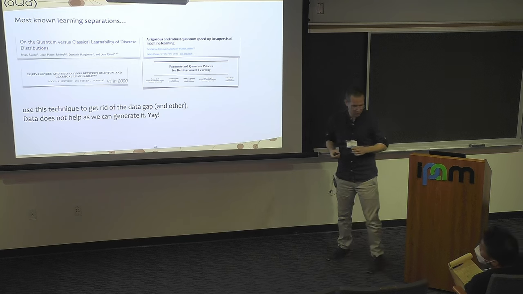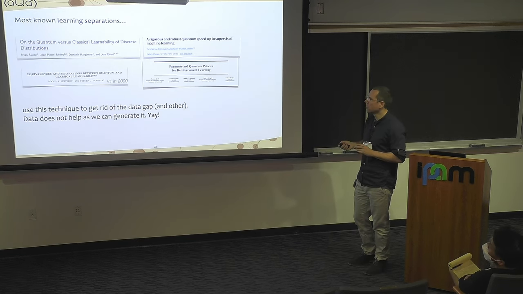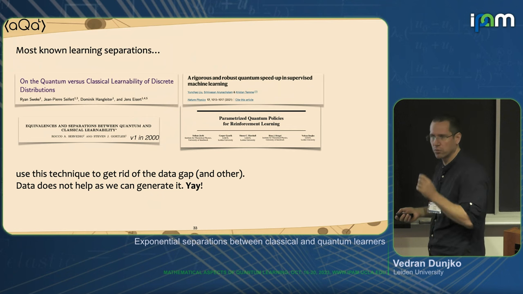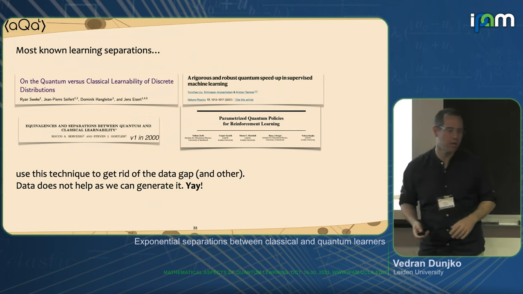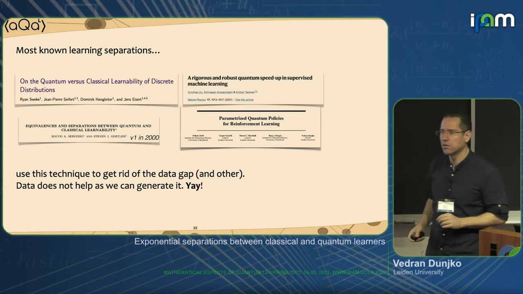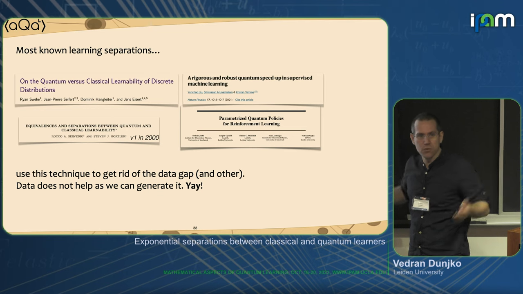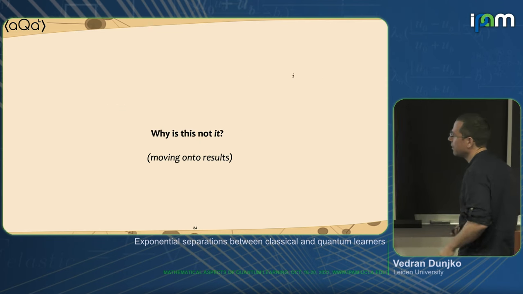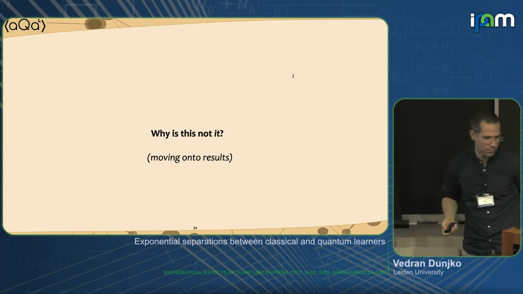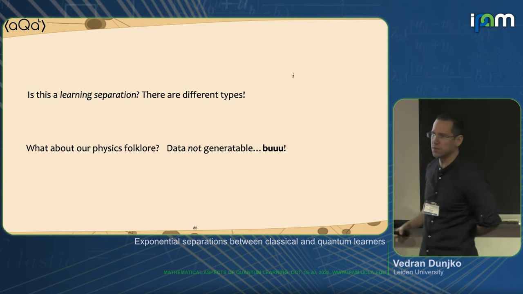Apologies if it's not correct and I'm missing something, but as far as I know, every single learning separation uses this type of technique to get rid of the data gap. You prove that you can generate the data, hence data is not a problem, and then you have to worry a little bit about these other things. So that's fantastic, right? We have so many proofs of separation, and yet I'm not a happy bunny. I'm a very sad bunny, so let's talk about why I'm a sad bunny, because of two reasons.